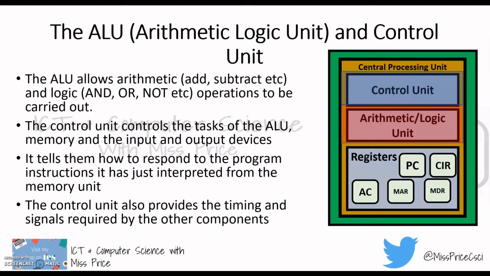Now the control unit will provide some of the timing of the signals required, okay, because you can't execute everything at once. Some things will take priority. Okay, so some things may need to happen before something else happens. So the control unit will decide the sequence and the signals that are required for your instructions to happen.